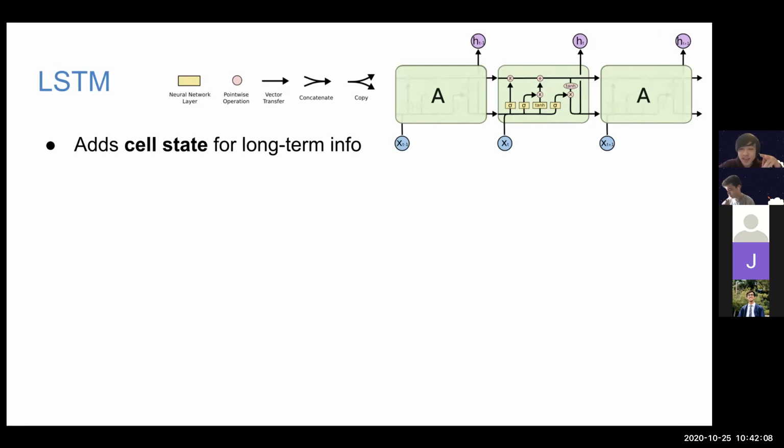The very basic, intuitive idea behind the cell state is that it's storing long-term information. If the hidden state can store very recent information, then the cell state is in charge of remembering what happened in the distant past, plus all of the recent information too.